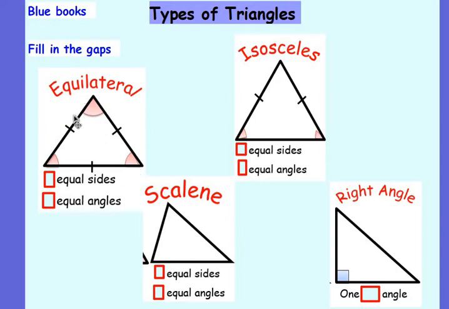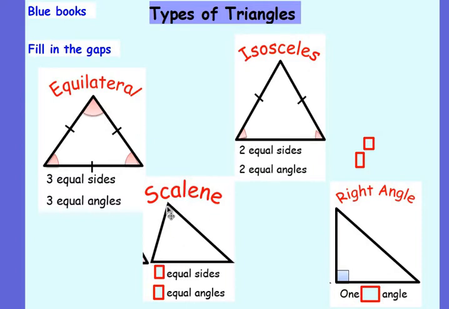Okay, Poppy, an equilateral triangle has how many equal sides? 3 equal sides, splendid. And how many equal angles does it have, Trenton? 3 equal angles. All of those angles are equal, all of those side lengths are equal. Dejan, how many equal sides does an isosceles triangle have? 2, splendid. And how many equal angles does an isosceles triangle have, Barbara? 2 equal angles. Those bottom 2 angles are the same.